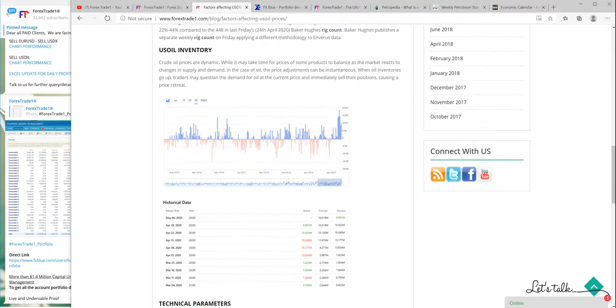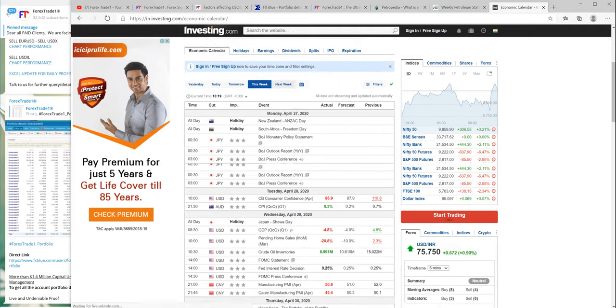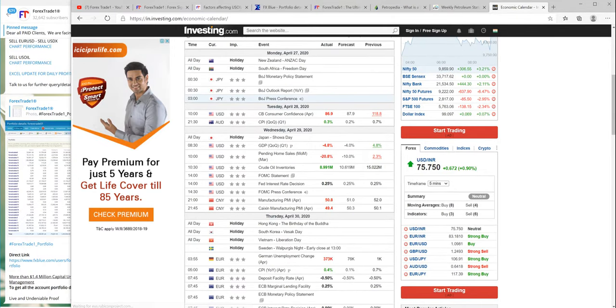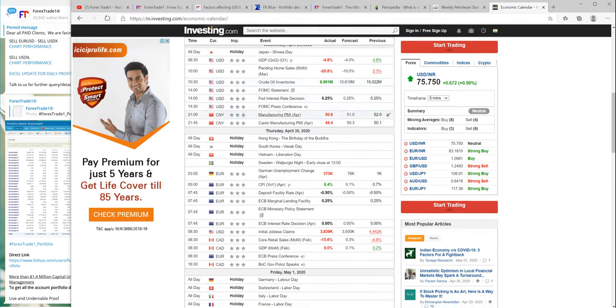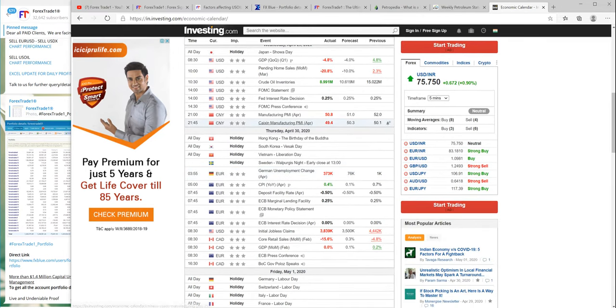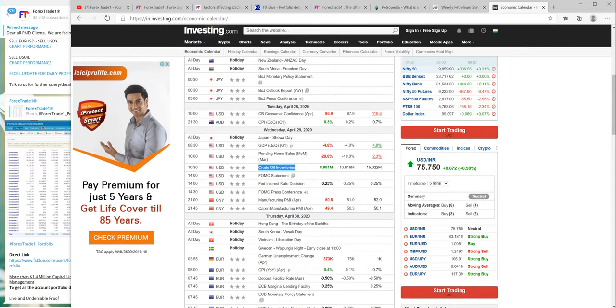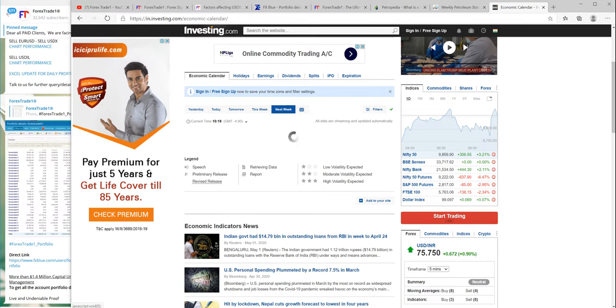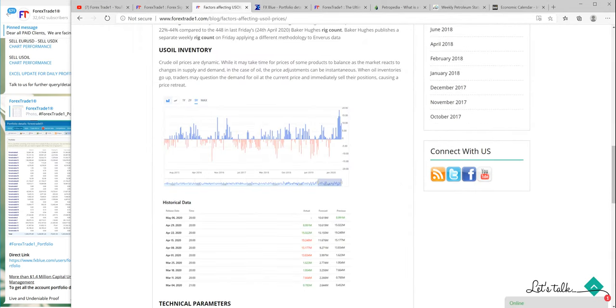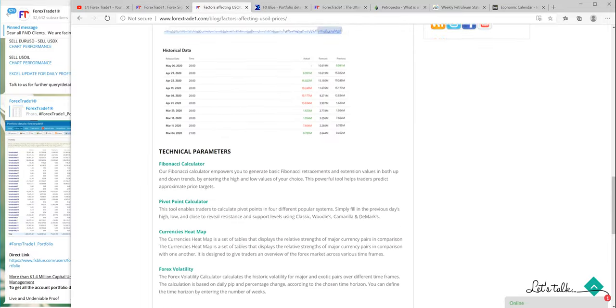Now the third, as we already talked, is US oil inventory. This is just an example: every Wednesday you can find this on a calendar on any website. There are lots of websites providing this economic calendar. You will see US oil inventory on the list every Wednesday, and if you go to the next week, on the Wednesday we will see the US oil inventory again. This crude oil inventory will help us decide which way it will go. This is basically a factor that affects US oil prices.